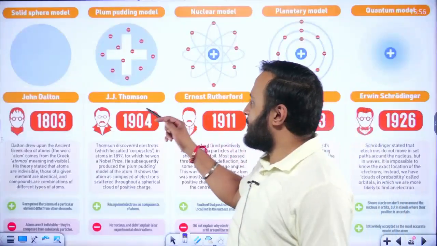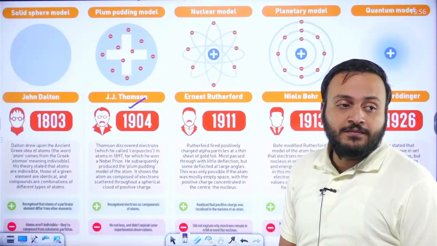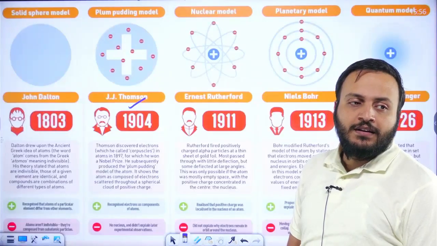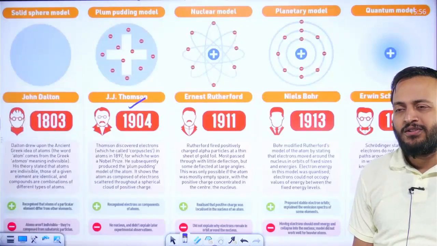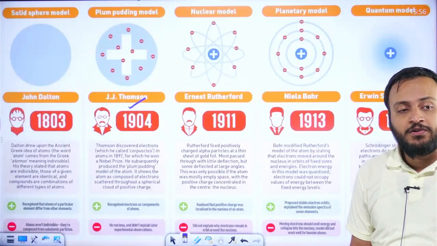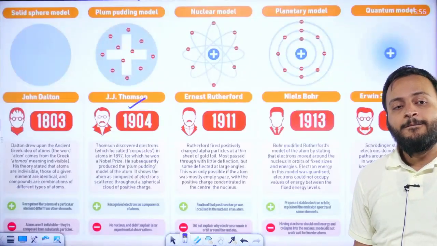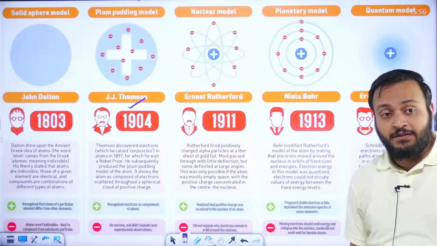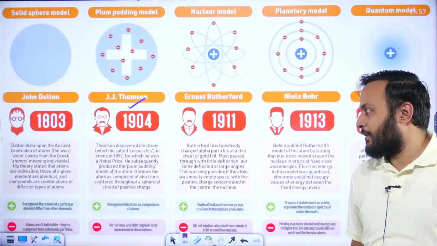Then we have J.J. Thomson. J.J. Thomson was the one who discovered electrons. Okay, electrons. Guys, who discovered electrons, neutrons, etc.? That is also asked. So, if we talk about electrons, or alpha particles, or Chadwick, who discovered neutrons, these are again very, very important things.